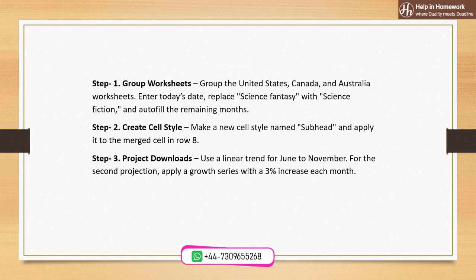Step 2. Create cell style, make a new cell style named Subhead and apply it to the merged cell in row 8. Step 3. Project downloads, use a linear trend for June to November. For the second projection, apply a growth series with a 3% increase each month.